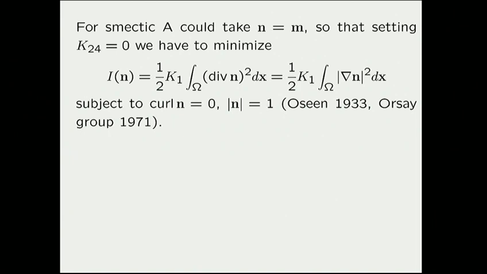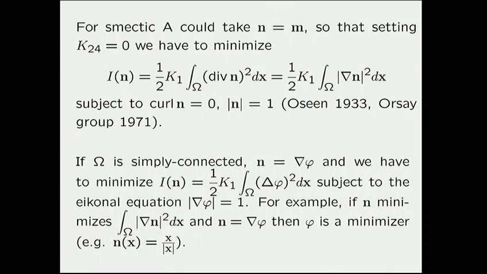So that was proposed by Oseen in 1933 and in the Orsay group of de Gennes. Now, if omega is simply connected, then n will be the gradient of phi, and therefore you've got to minimize a half k1 times the Laplacian of phi squared subject to the eikonal equation, the absolute value of gradient of phi is 1. So for example, if n minimizes the integral of gradient of n squared and n is gradient of phi, then phi is a minimizer, right? So for example, a hedgehog would be a possible minimizer. Okay.